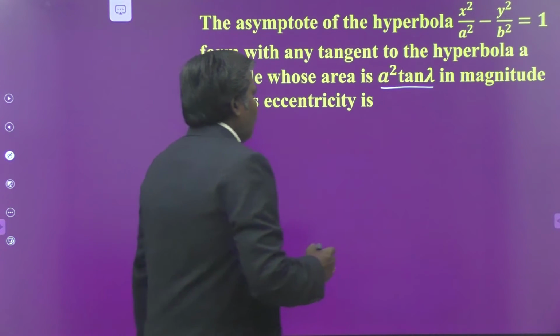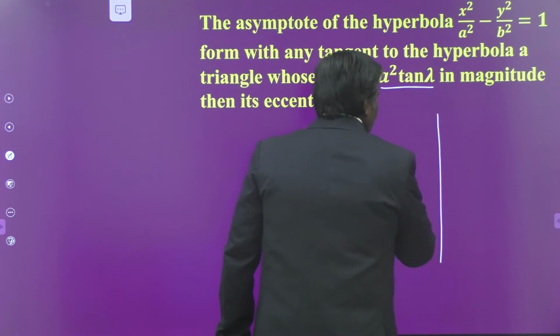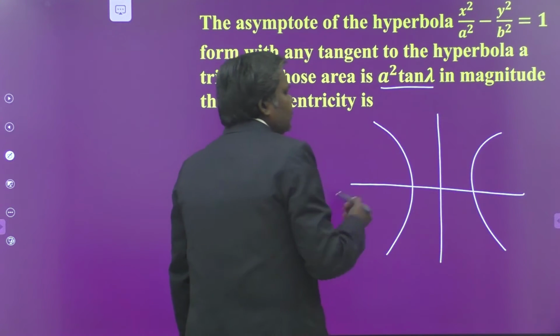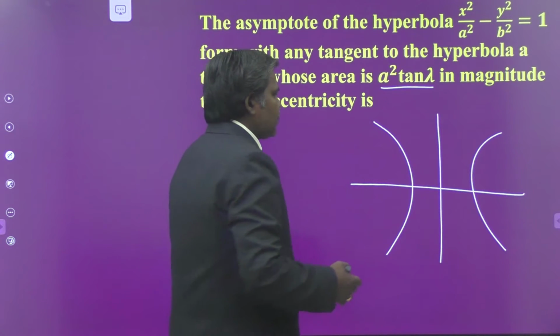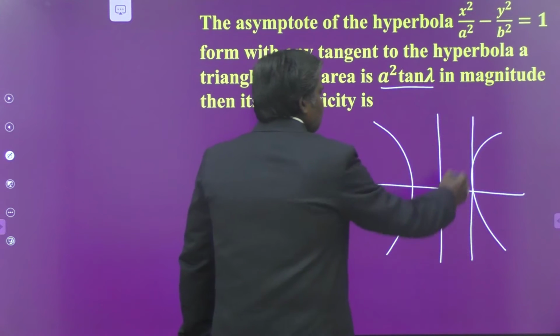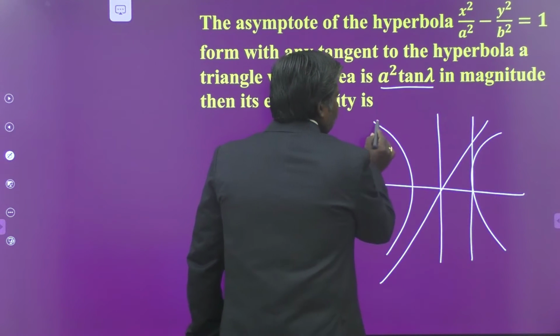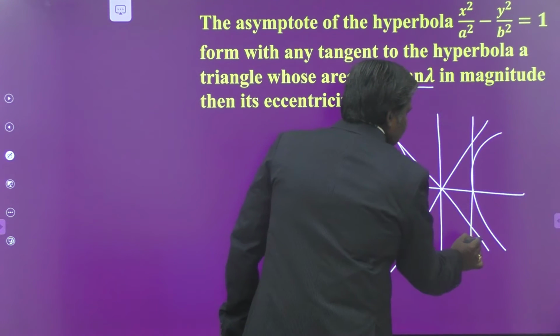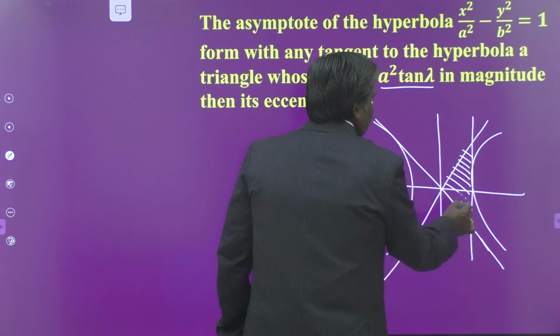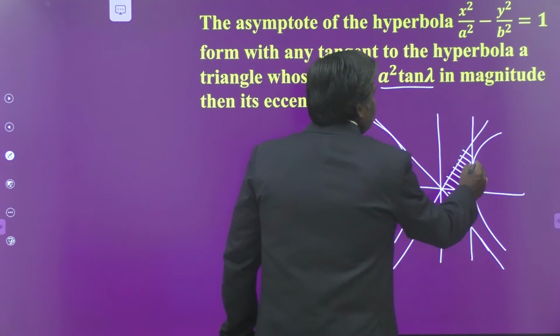Understand? So all of you know that the area of the triangle formed by the asymptotes with any tangent is AB. Let us do the special case. Suppose consider this is the tangent at the vertex. These are the asymptotes. This is the first asymptote. This is the second asymptote. Already we proved in the general method also. This is the triangle.